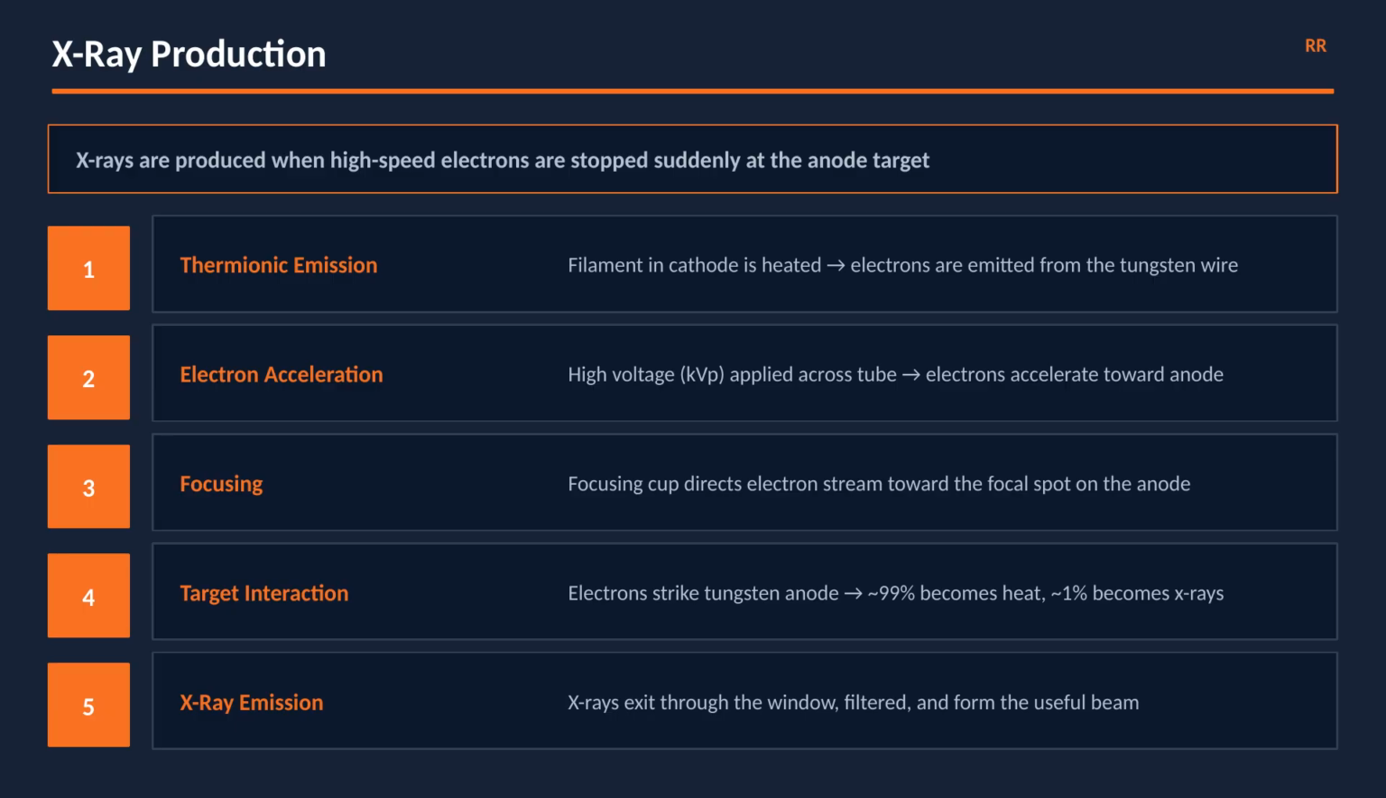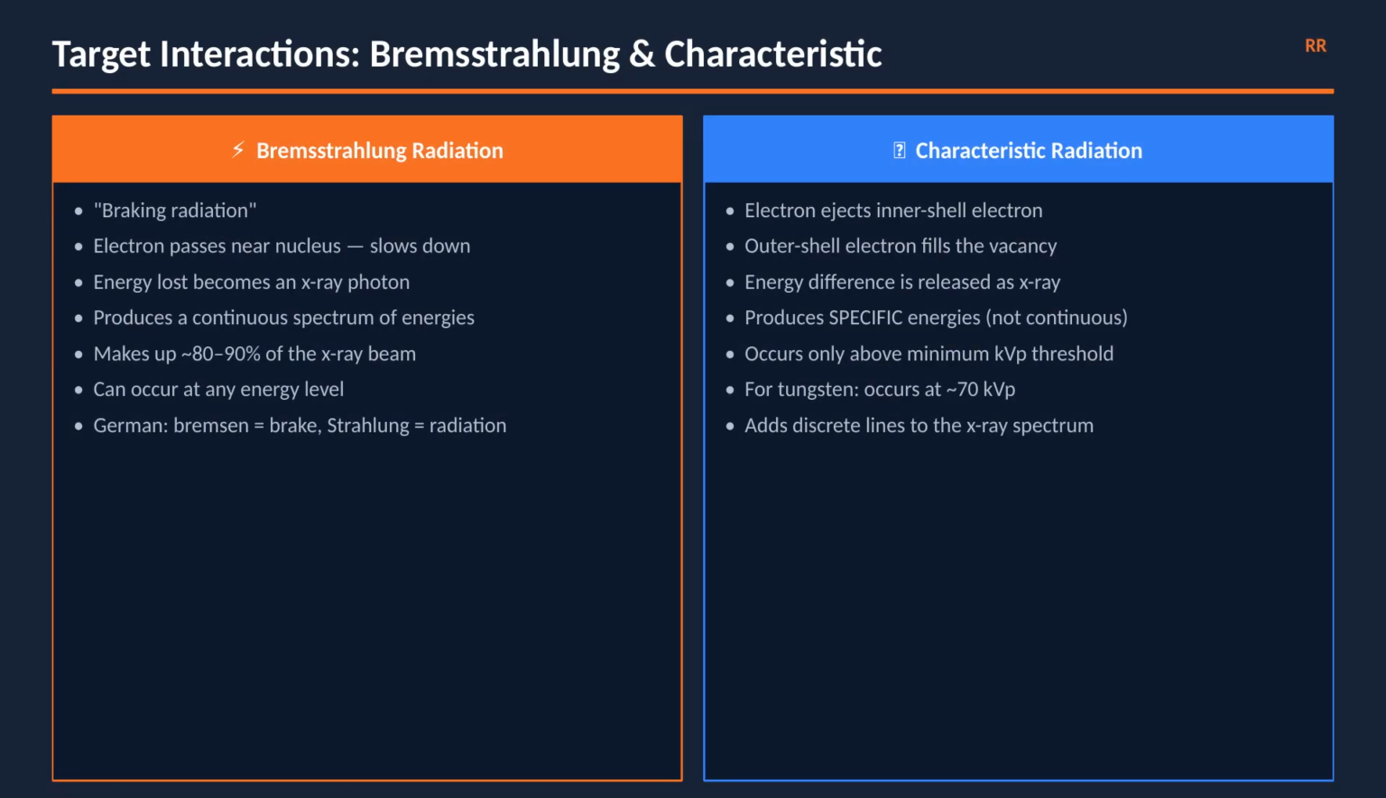The focusing cup directs the electron stream toward the focal spot on the anode. Target interaction. Electrons strike the tungsten anode target. About 99% of kinetic energy becomes heat. About 1% becomes X-rays. And X-ray emission. X-rays exit through the tube window, through filtration, and form the useful beam. 2 types of X-ray production at the anode.